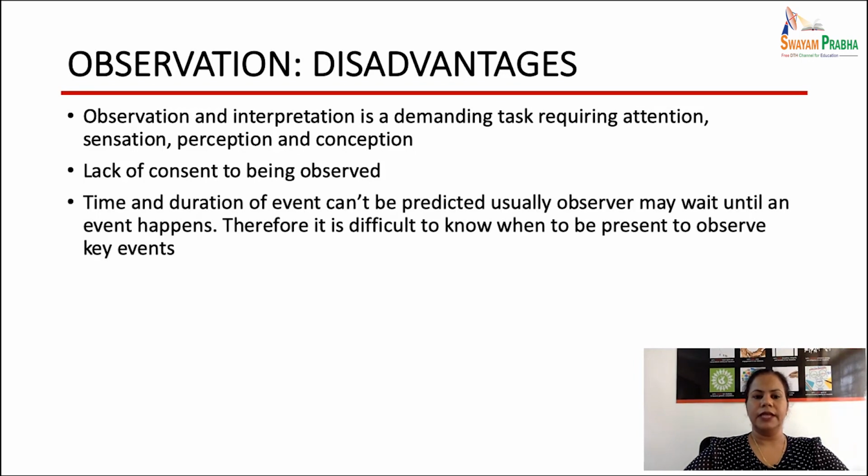Then the time and duration of an event can't usually be predicted, and the observer may wait until an event happens. Particularly in natural settings, if you have to wait for a certain event to happen, you don't know when it will happen. You may start observing in the morning till evening, and the same event may not happen. So you may need to observe for long periods just to see an event happening. Therefore it is difficult to know when to be present to observe key events, and it can sometimes be really tiring for the observers.